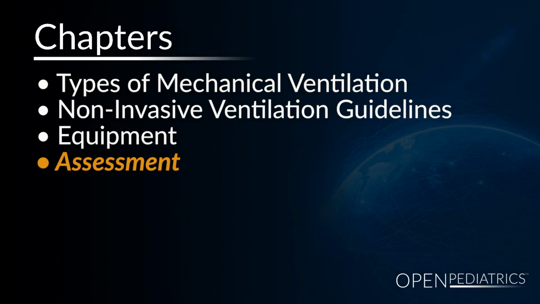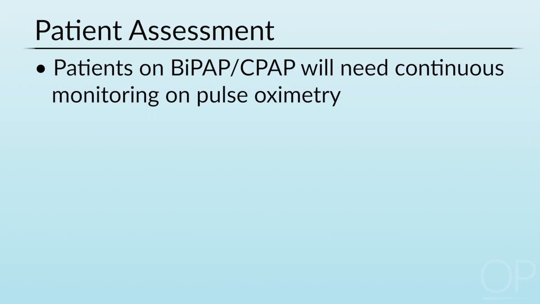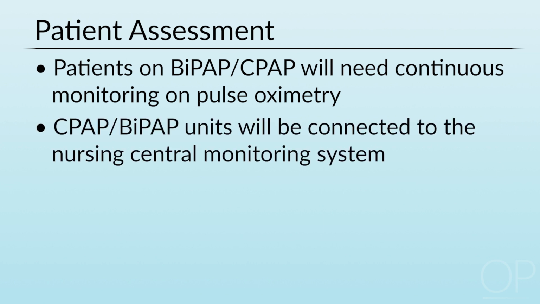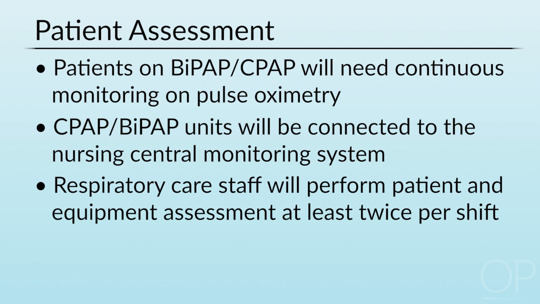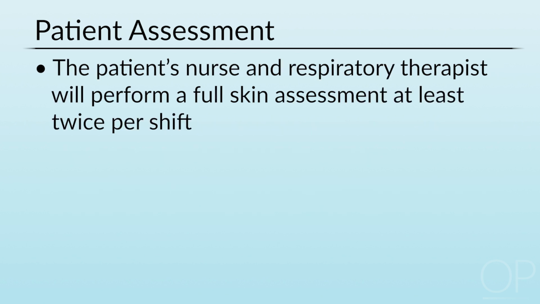Assessment. So now you have a patient on BiPAP or CPAP, you need to do a patient assessment. A patient on BiPAP or CPAP will continuously be monitored with a pulse ox. CPAP or BiPAP units will be connected to the nursing central monitoring system, and the respiratory care staff will perform patient and equipment assessment at least twice per shift. In coordination, the patient's nurse and respiratory therapist will perform a full skin assessment at least twice per shift.